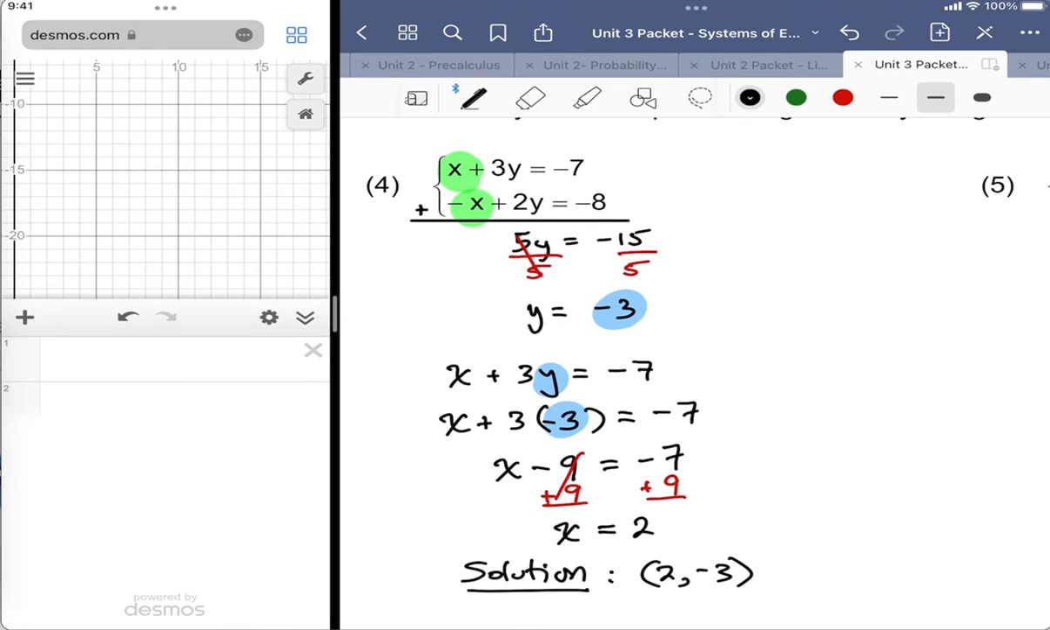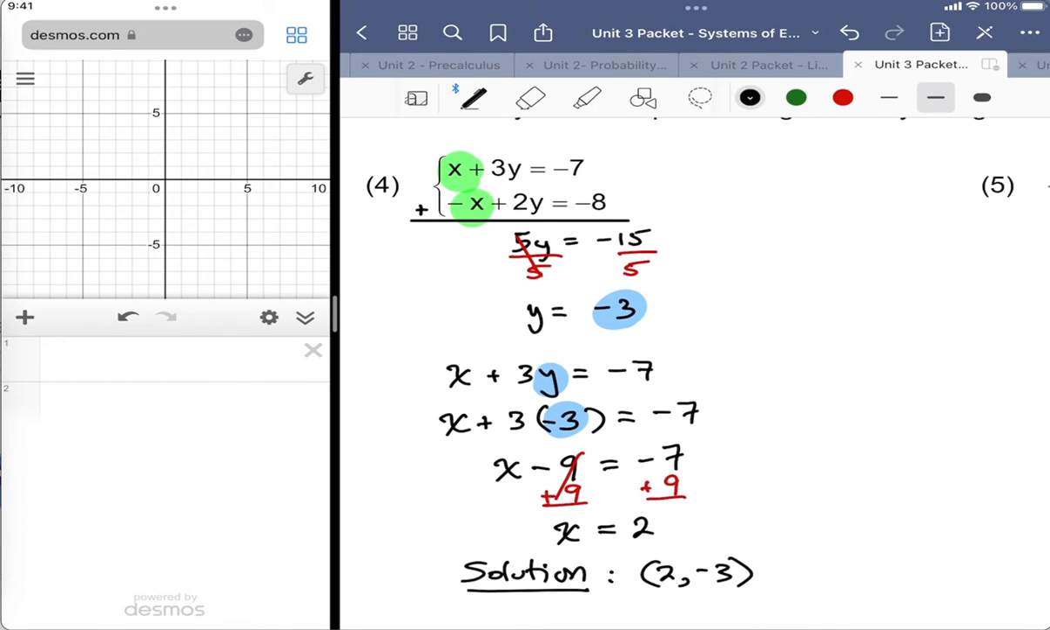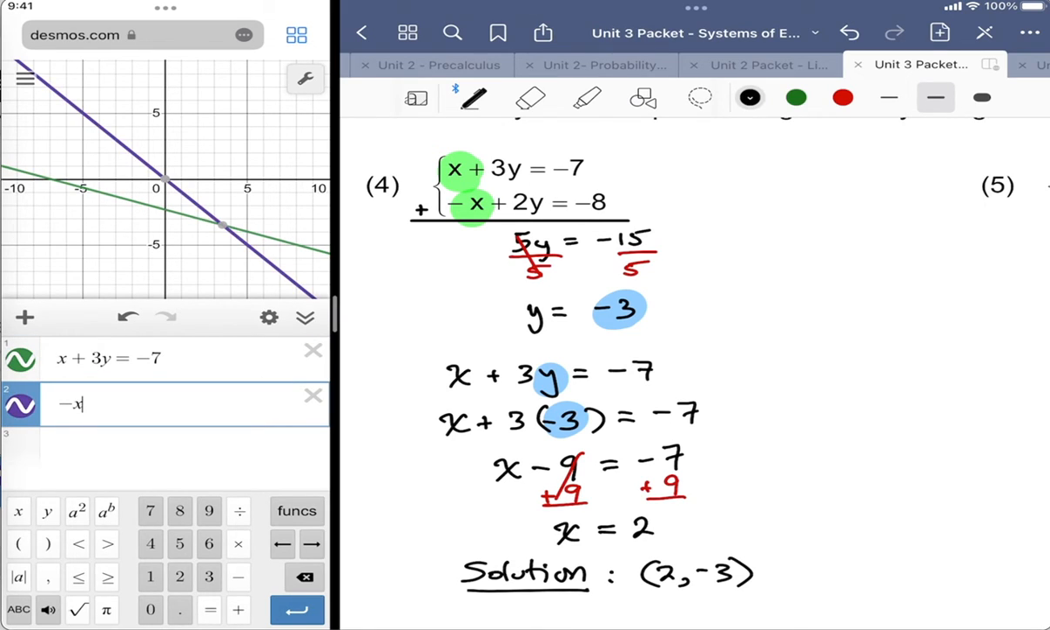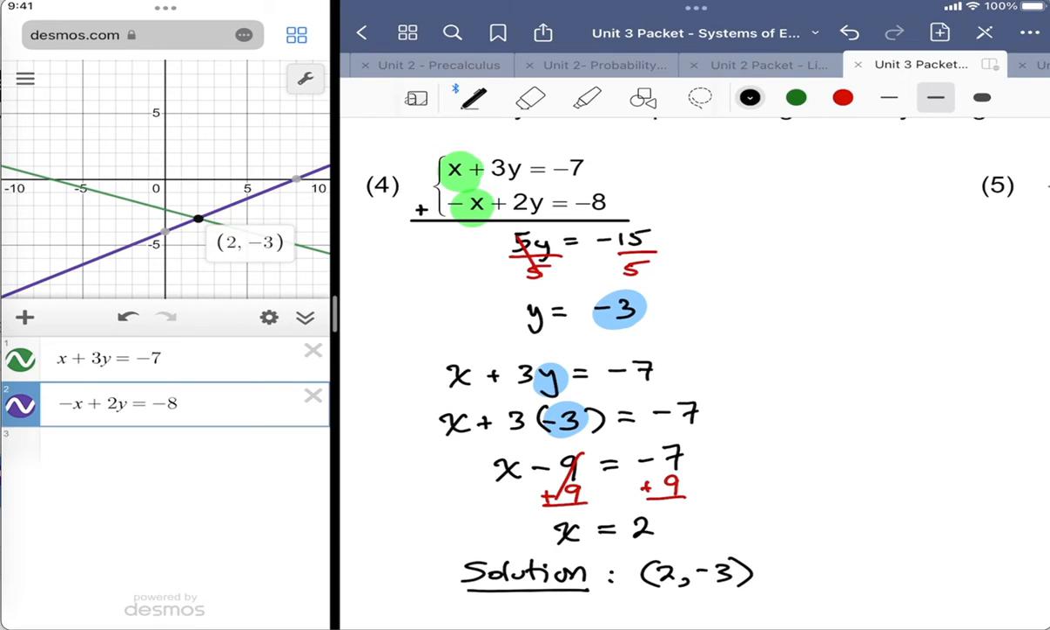All right, so again, just a quick double check. X plus 3y is equal to negative 7. Negative x plus 2y is equal to negative 8. Tap on that intersection and it looks pretty good. All right.